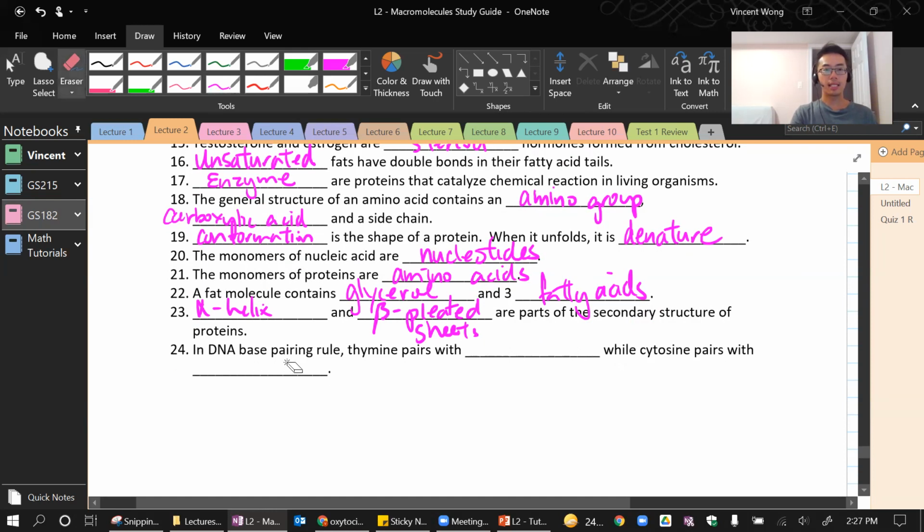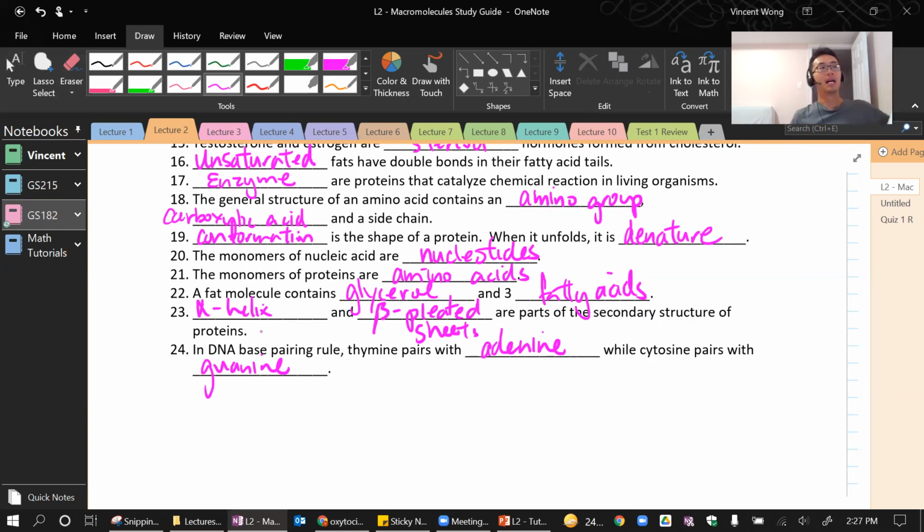Last but not least, in DNA base pairing, thymine pairs with adenine and cytosine pairs with guanine. That takes us to 227. I think that's a good time to stop.